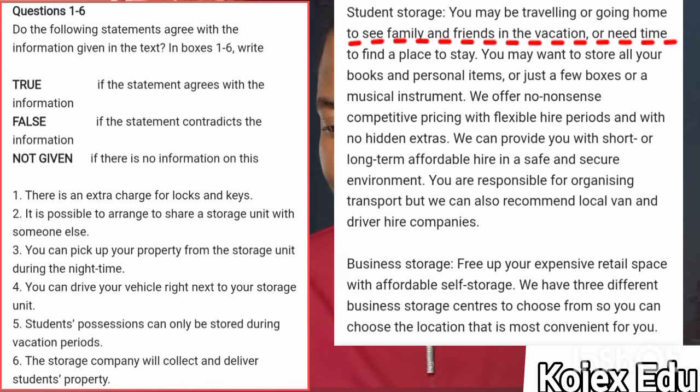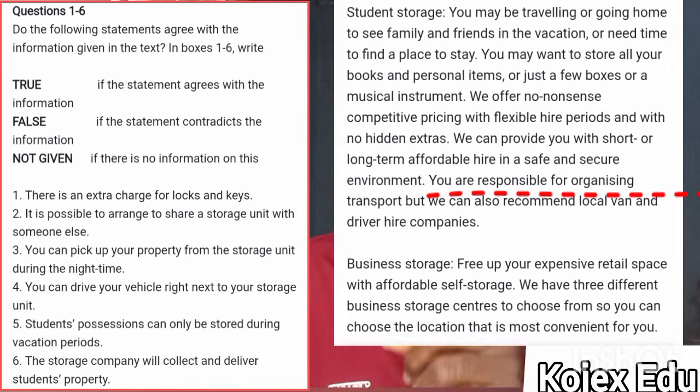And then number 6, they said the storage company will collect and deliver students' property. It is false. They said that students will be responsible. If you check that part, they said you are responsible for organizing transport, but can only recommend local van and driver hire company. So it means the company is not going to do that for you. It is false. So let's check the next paragraph and see if we'll see the answer to number 2.